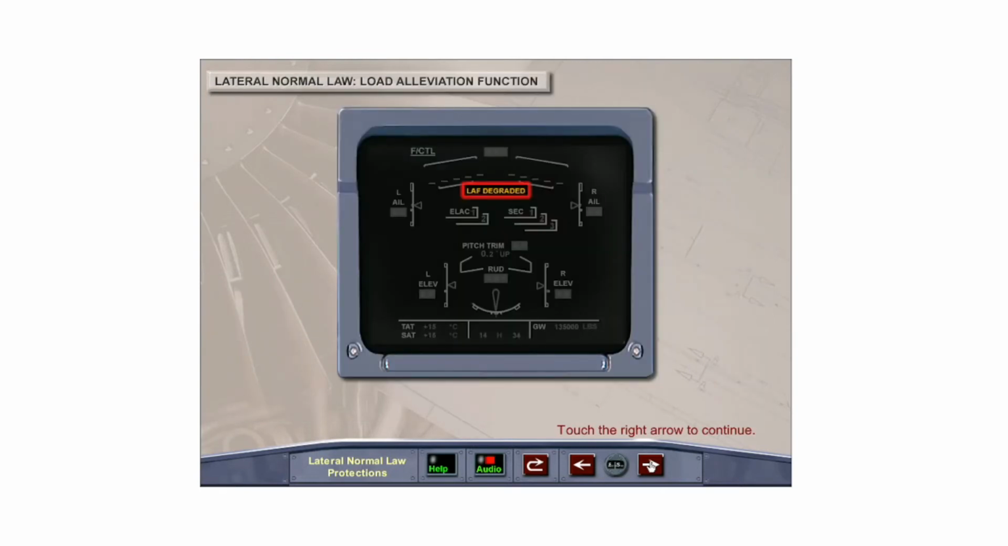The load alleviation function operates in a degraded mode with associated failures. The LAF degraded message appears on the ECAM flight control page. With a total loss of the load alleviation function, LAF is displayed in the INOP systems column on the ECAM status page.